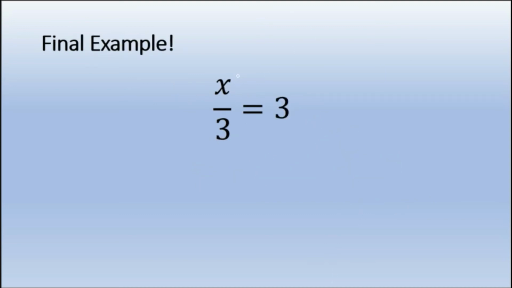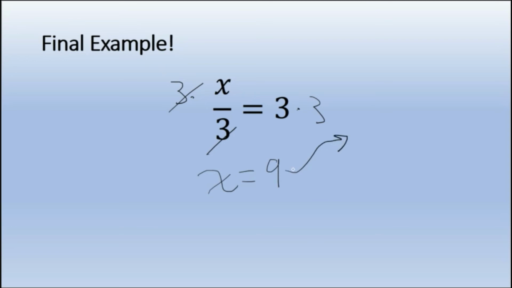Okay, we have a variable being divided by a number equaling some number on the other side. So to get this x by itself, we're going to multiply by this number on the bottom here. So since the number is on the bottom, we're going to multiply by 3 on the top. Multiply by 3 on both sides. This 3 cancels, leaving us with just x. On the right side, we have 3 times 3 is 9.